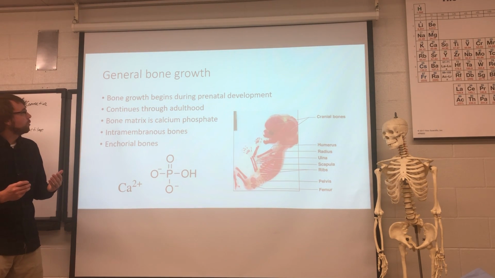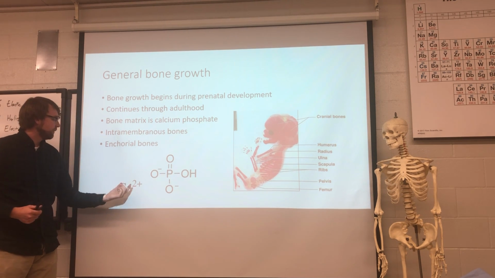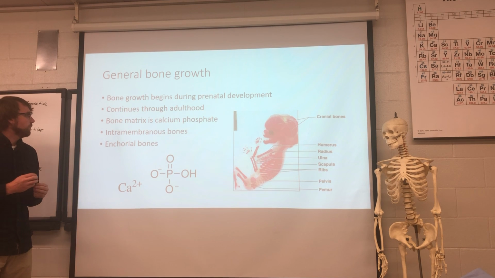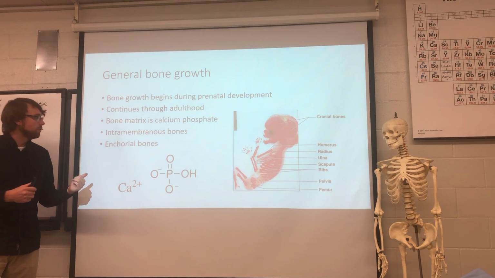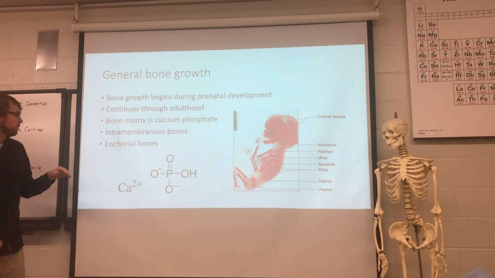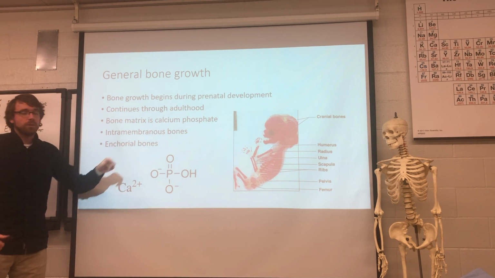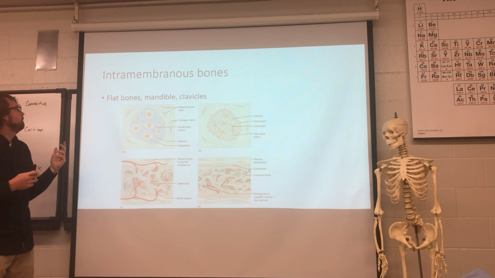So bone matrix is calcium phosphate. It is this inorganic salt with calcium ions. We have phosphate ions. There are two forms of bone development we are going to talk about. There's going to be intramembranous bones, and then there are going to be enchondral bones. Most bones are enchondral. The intramembranous bones are going to be flat bones. Sternum and clavicle and mandible develop this way.